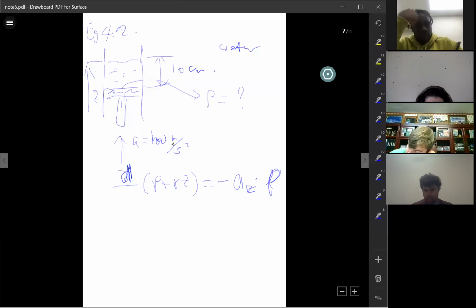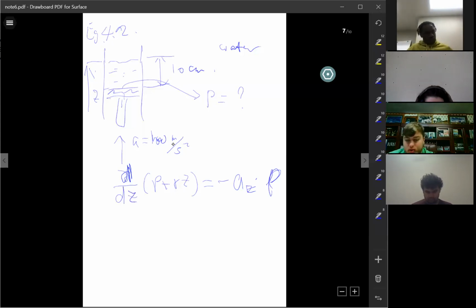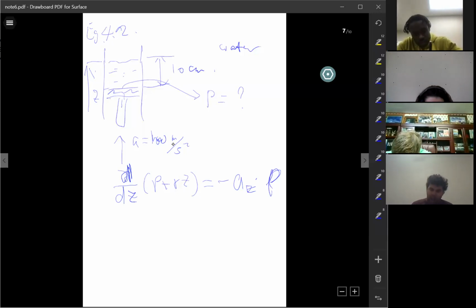Partial Z. Yeah, you can just say D, right? It's one dimension, total derivative is fine for this one. Okay, good. You're right, Arthur. D over dz, careful, okay? So now you have a differential equation. Then you can solve it.